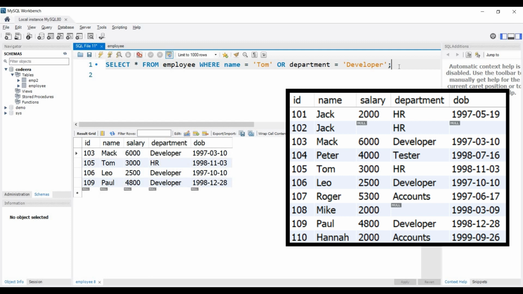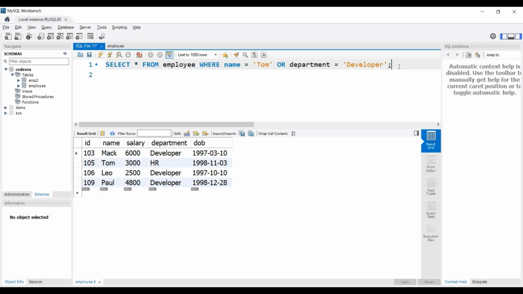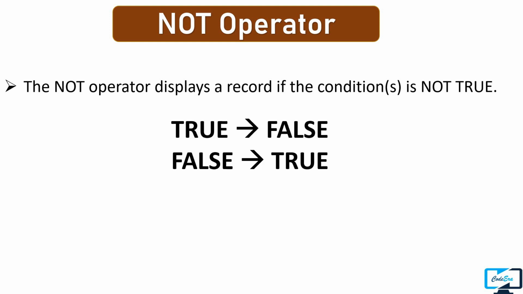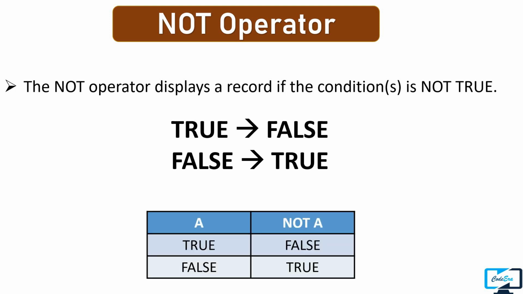Now I hope you understand how to use the AND and OR operators. So now let's see what the NOT operator is. When we use the NOT operator with the where clause, it will give us the results if the specified condition is not true. If your condition is true, then the NOT operator will make it false, or if the condition is false, then the NOT operator will make it true. So basically the NOT operator reverses the value of a Boolean expression. It is simply like the logical NOT operator of different programming languages.